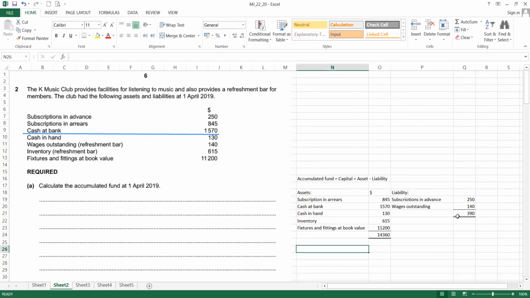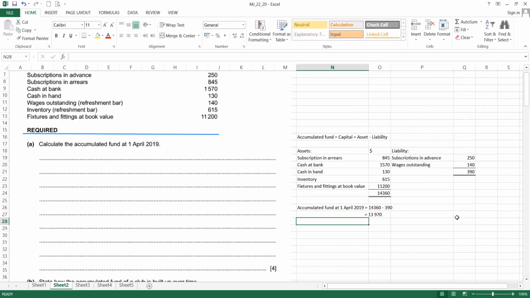Okay, accumulated fund at 1st April 2019 equals 14360 minus 390. Let me count: 14360 minus 390 is 13970. So this is the answer for A. Okay, next.